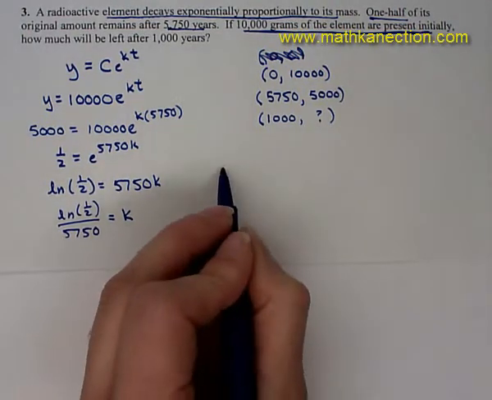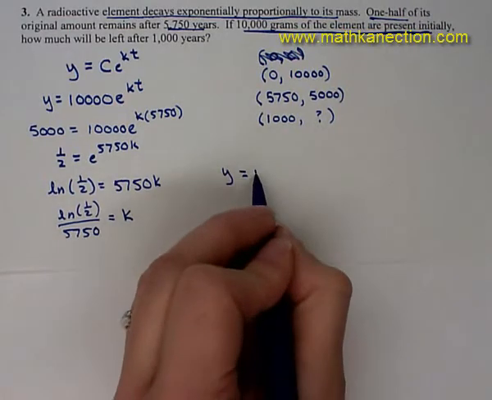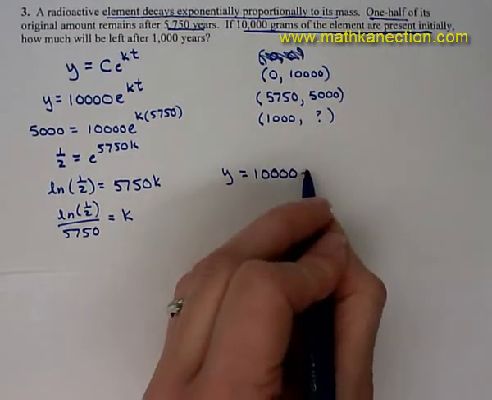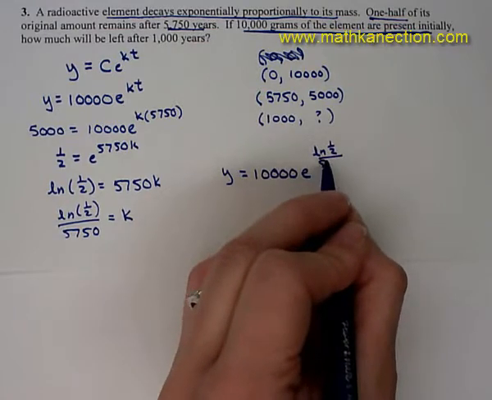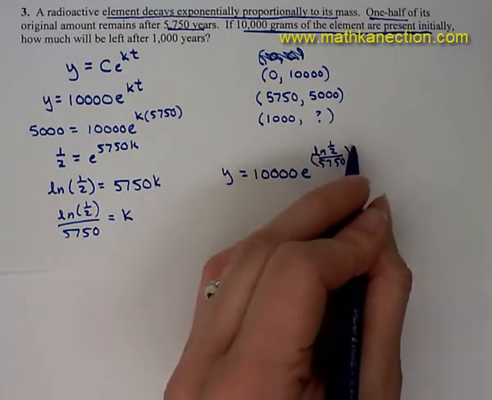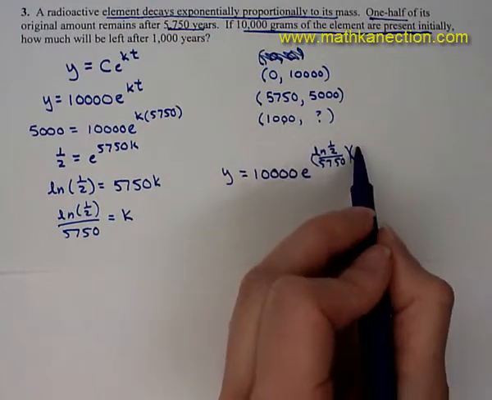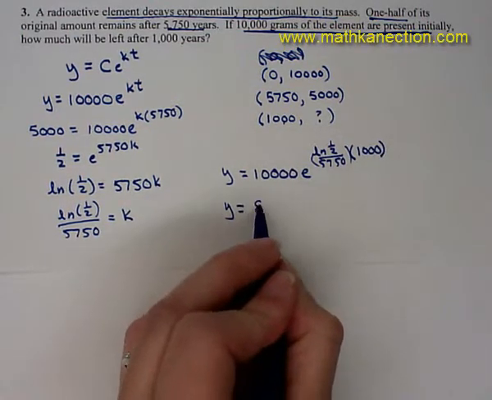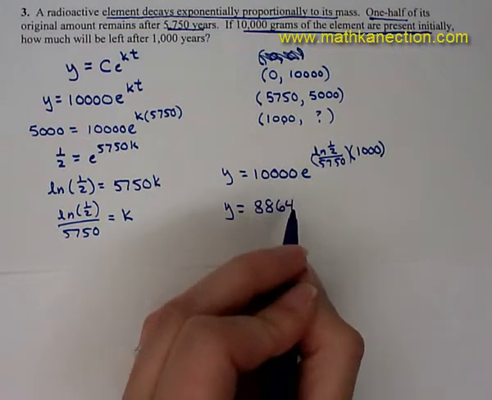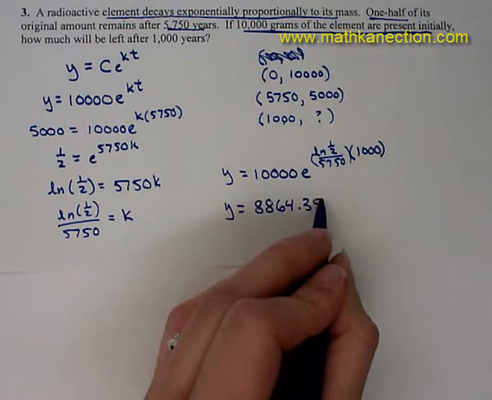So the equation is y is equal to 10,000 e to the natural log of 1/2 over 5750 times t. And we're replacing the value of 1,000 in for t to calculate y is equal to 8,864.351 grams.